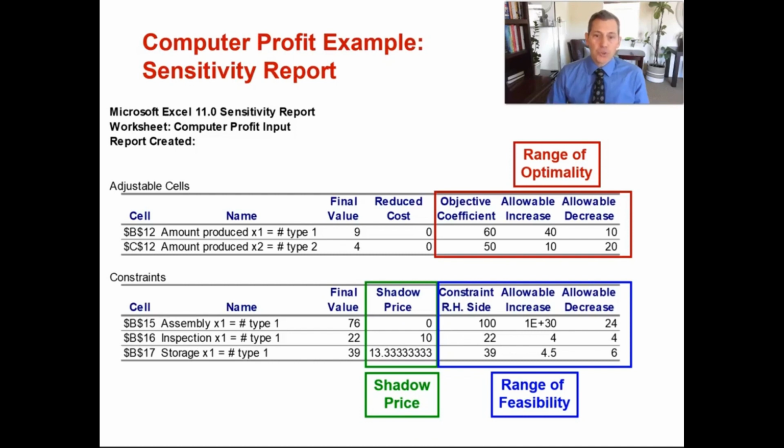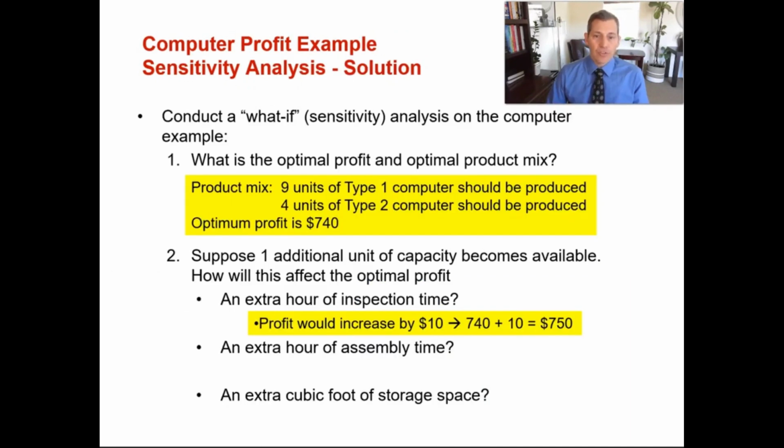Okay, so what you will do is your profit would increase by $10 because you found 1 additional unit of capacity. So your shadow price is $10. Your optimal profit was $740. So $740 plus $10 gives you $750. So your profit increased by finding the additional capacity in inspection.